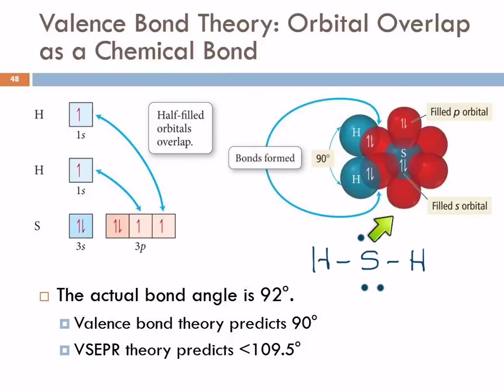P orbitals are at right angles to each other. There's one along the z-axis, one on the x-axis, and one on the y-axis. And so if we're just looking at overlap of p orbitals, then we're going to expect a 90-degree bond angle, right? And if you look at it, the actual bond angle is 92. And so you say, well, it's okay, right? 92 is less than 109.5, and valence bond theory predicts 90, but, you know, it's just tweaked a little bit.